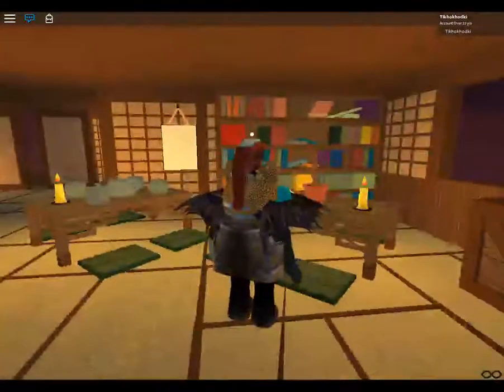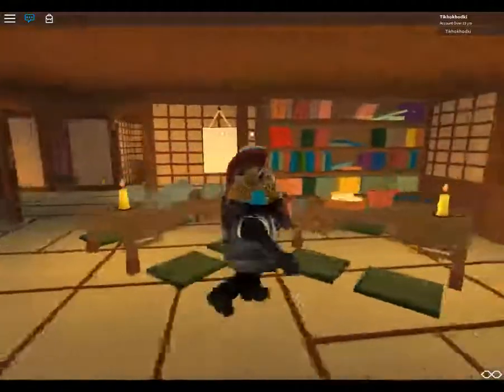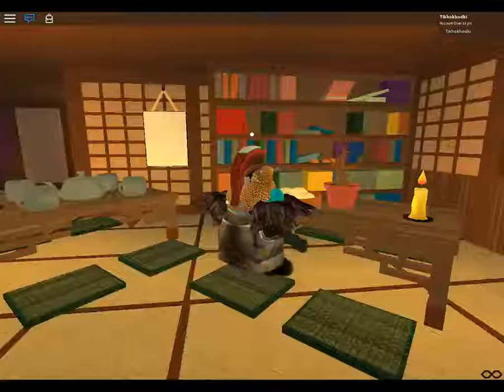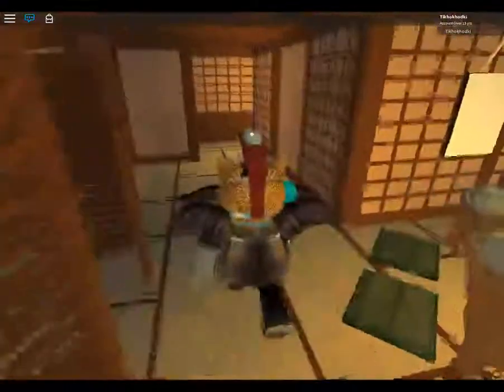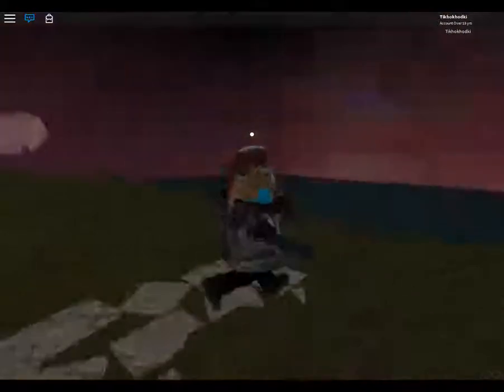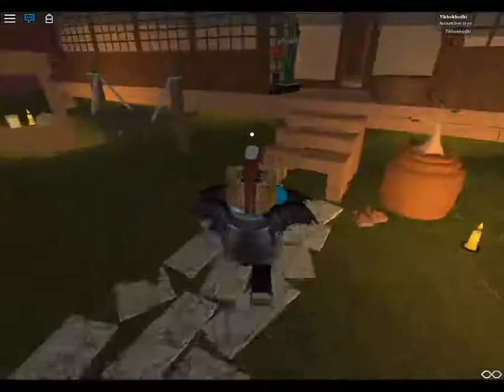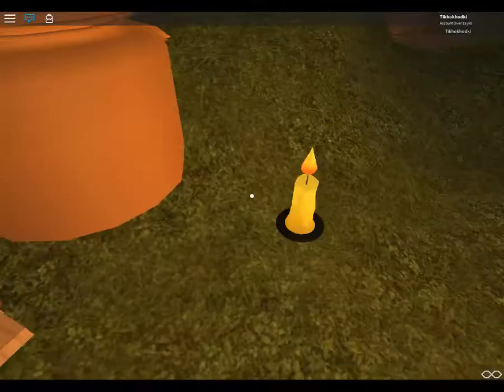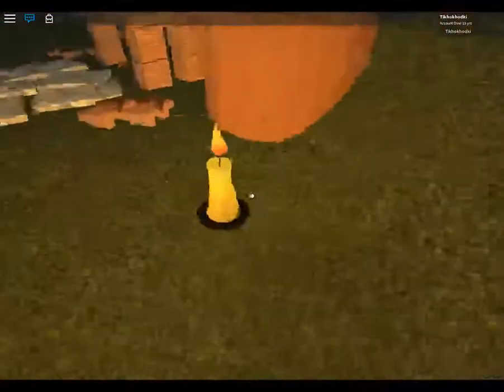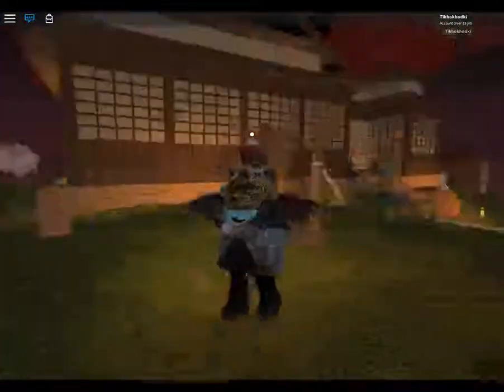Sore wa nan desu ka? Sore wa nanika. Akai hon da. Da is is. So if you say da, it is. So for example, rōsoku da. It's a candle. Rōsoku da. Kantan desu ne. Kantan means simple.